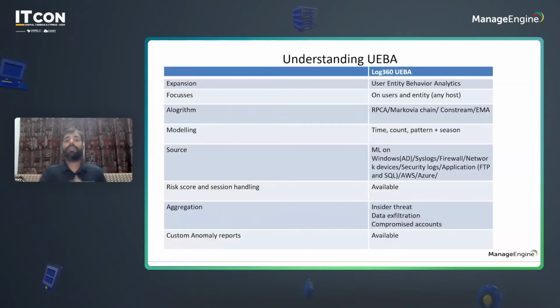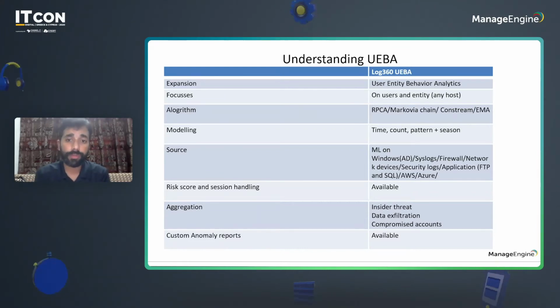So understanding user entity behavior analysis in a quick view: the expansion is user entity behavior analytics. It focuses on users and entity. The algorithms used are RPCA, Markov chain, Constream, and EMMA. I'm going to break all of it down, so please stay tuned. The modeling is time, count, pattern, plus season. You might be wondering what season is. Stay tuned.